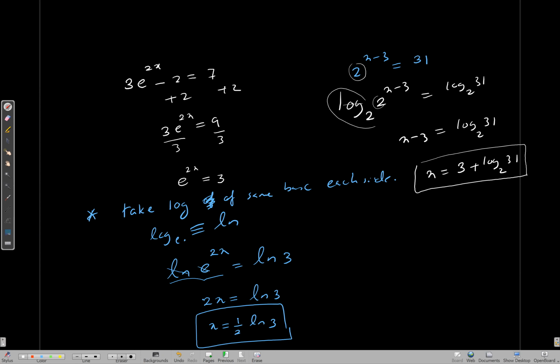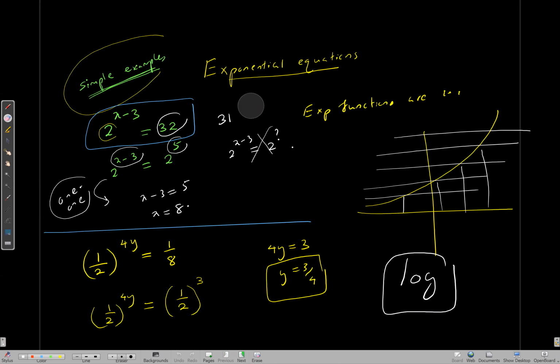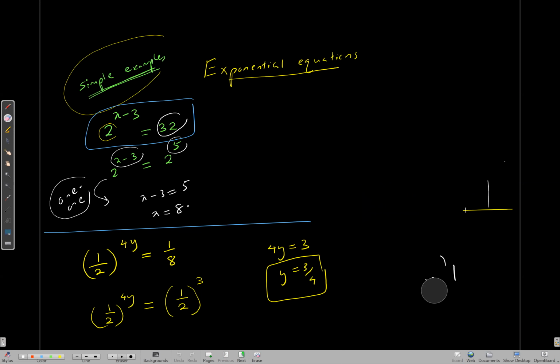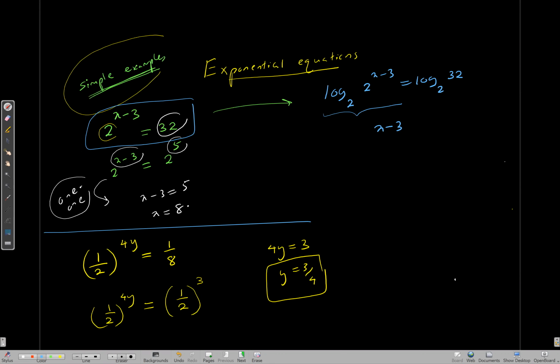Now let me go back and ask you this question. In those examples that I classified as simple, can't you take log of both sides? Of course you can, right? Let's just take this one. What if I take log base 2 of both sides, 2 to the x minus 3 and 32? Similarly, this whole term is just x minus 3 because log and exponential will cancel. And here log base 2 of 32 is just 5, see?